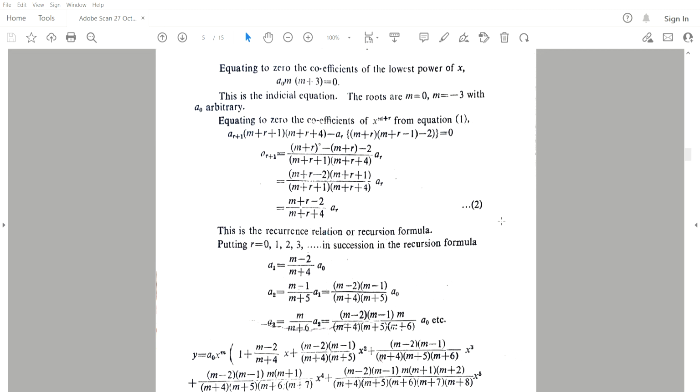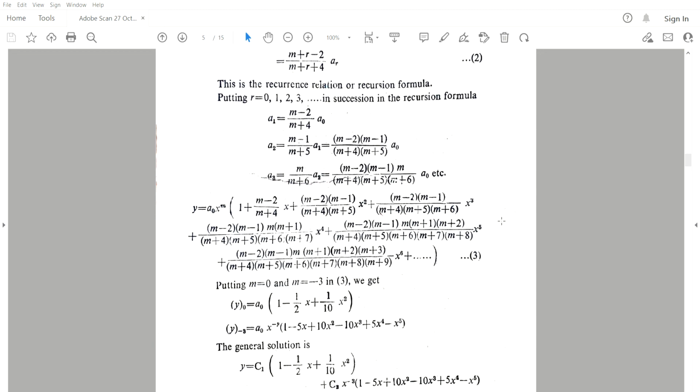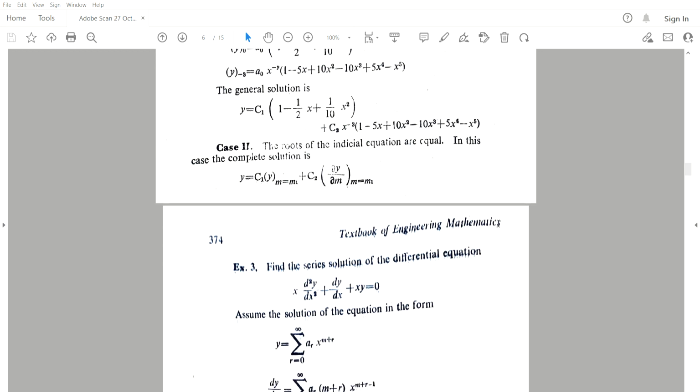Now put m is equal to 0 and m is equal to minus 3, we will get the solutions. Therefore, for m is equal to 0, that is y at 0, and put m is equal to minus 3, that is y at minus 3, and therefore c1 y at 0 plus c2 y at minus 3. These are the solutions. This is the case 1. We will discuss this much. We will not go to the case 2 because that is again complicated. So I just write it in step forms.